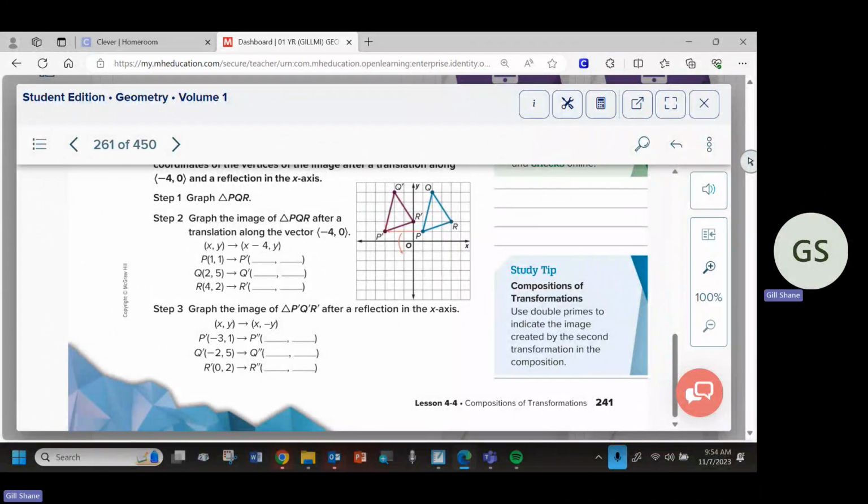Yeah, remember when you do a composition, it's like you're doing steps. You don't go back to the original to do the second transformation. You use whatever you have after the first step, after you made that first transformation, to then do the second transformation. Don't ever go back to the original to do the second transformation. That's what some kids were confused about earlier.